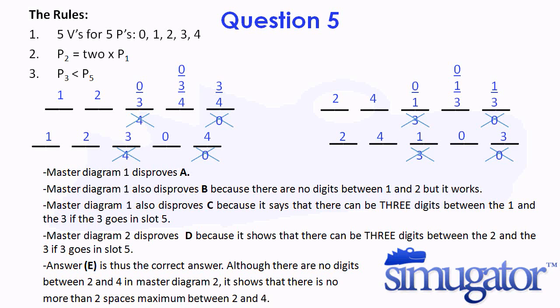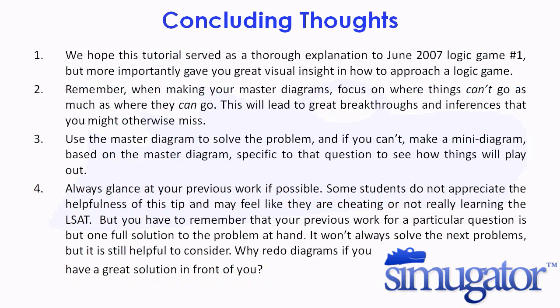So it's not at most 2. So thus answer choice E is the correct answer. Although there are no digits between the 2 and the 4 in master diagram 2, it does show that there are no more than 2 spaces maximum. So maximum, not minimum, is the focus here. So answer choice E is correct.